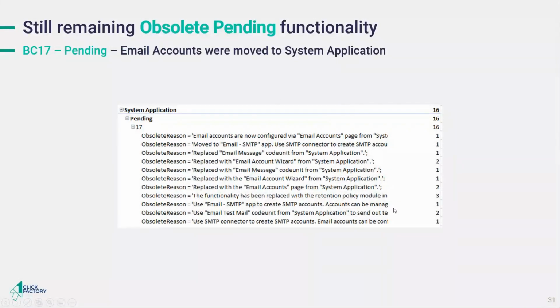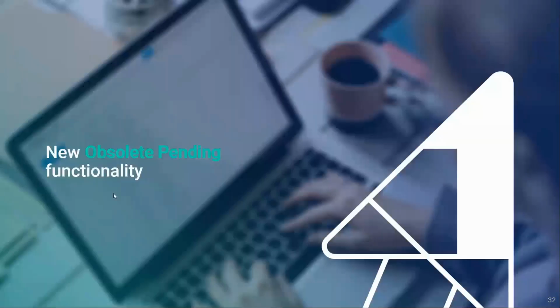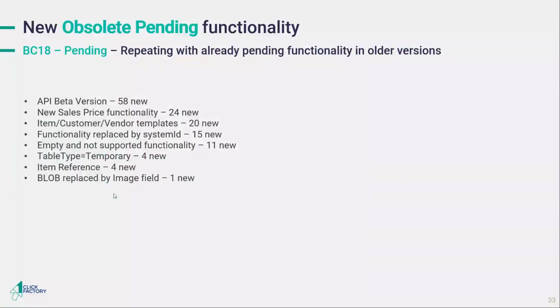Email accounts were moved to system applications in Business Central 17, but still it has pending functionality. It's still visible, and that's it from the older releases. But in Business Central 18, they are still pending, and hopefully many of them will be removed in the next release. But what is new in Business Central 18?